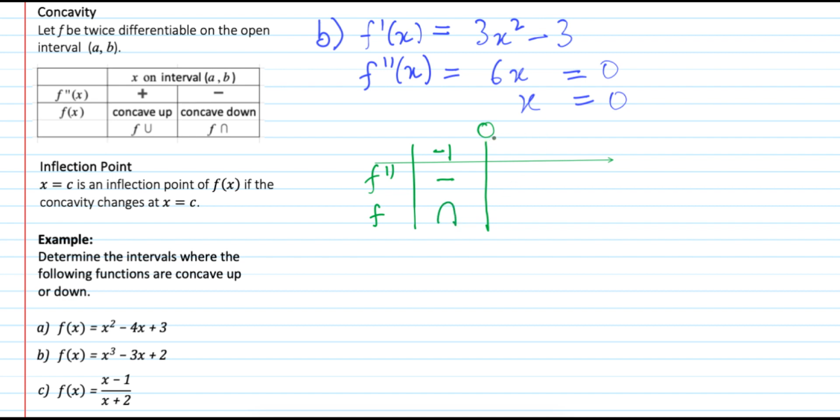When x is greater than 0, for example, x equal to 1, substitute into the second derivative, 6 times 1 is equal to 6. It is a positive number. Refer to this table. If you have a positive number, f is concave up. So, for x less than 0, f is concave down. For x greater than 0, f is concave up.